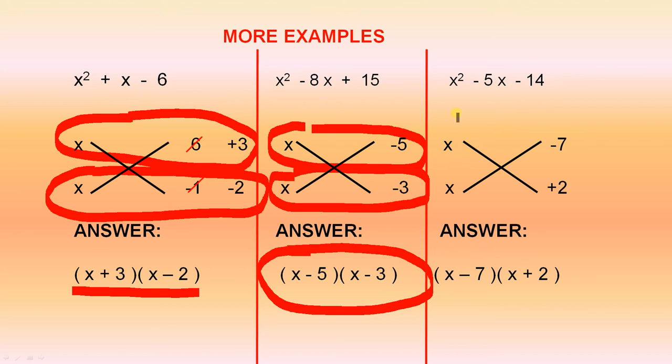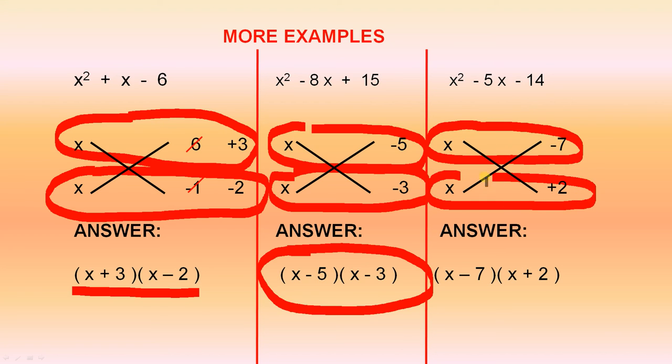X and x multiplied together give you x squared. Minus 7 by plus 2, when you multiply them together, give you minus 14. Let's see if we can generate the middle term. Minus 7x plus 2x gives us minus 5x. We've generated the middle term, so those two numbers are acceptable. So we write the answer this way. X minus 7 times x plus 2. And there we are.